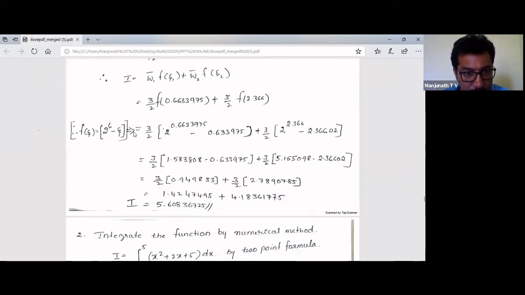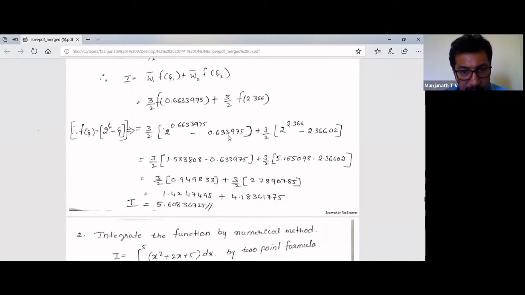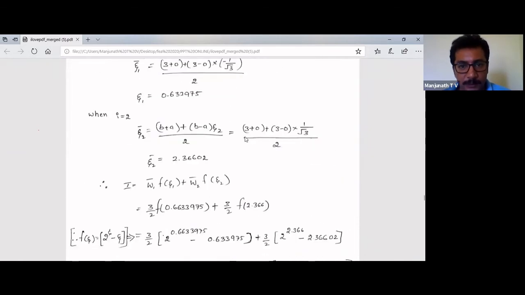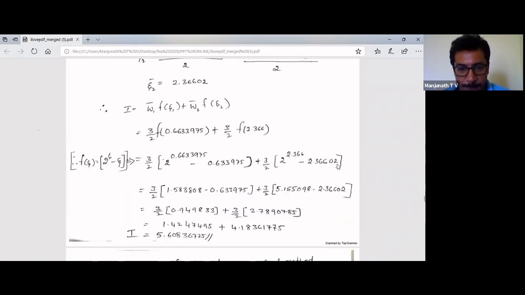So f of zeta 1 is 2 to the power of zeta 1 for the first function. We just write down the value of zeta 1 which we have got here, directly taken, then minus the zeta 1 value. This zeta 1 value is 0.633975 plus 3 by 2. Similarly here also, 2 to the power of zeta 2, minus the zeta 2 value, which is 2.36602 that we have got, so write that down here.